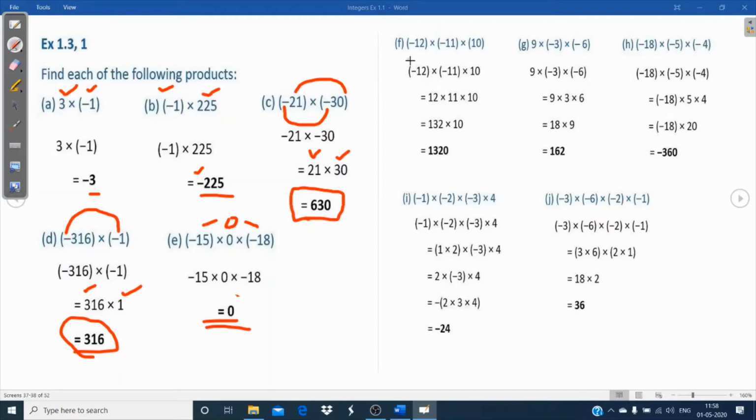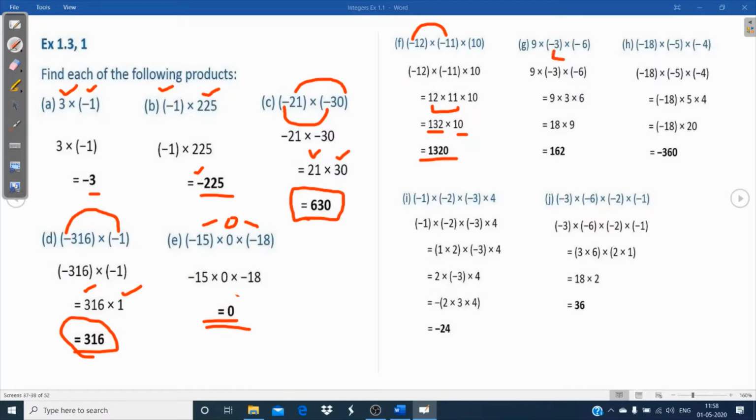Now, next part, again three integers are there. When we multiply, we'll multiply them one by one. So minus minus will become plus. So what is left now? 12 into 11 multiplied by 10. So normally you have to multiply these three integers. When you multiply 12 into 11, what will you get? 132. Then multiplied by 10, what will you get? 1320.